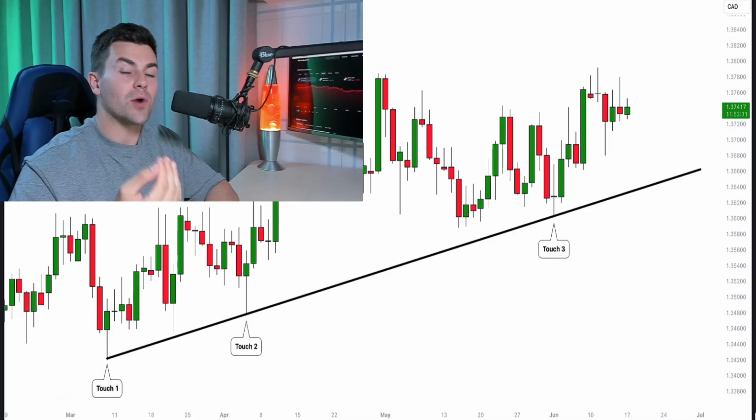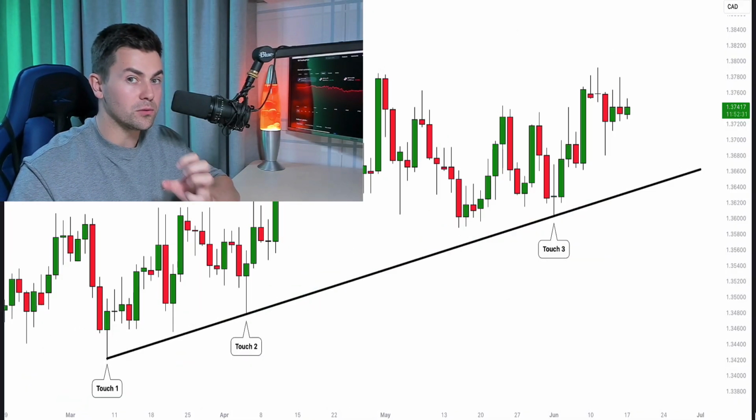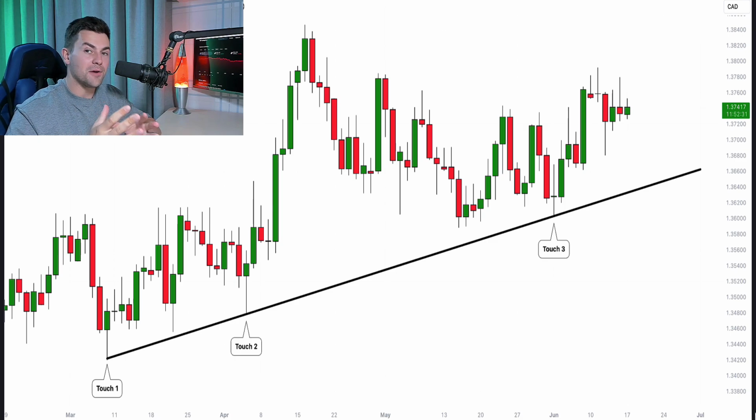And when you trade a rising trend line in a bullish trend, remember a very important rule. You should strictly analyze how many times the market respected that trend line in the past. Make sure that the market respected the trend line at least 3 times.